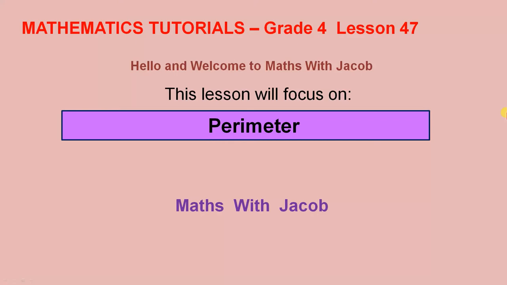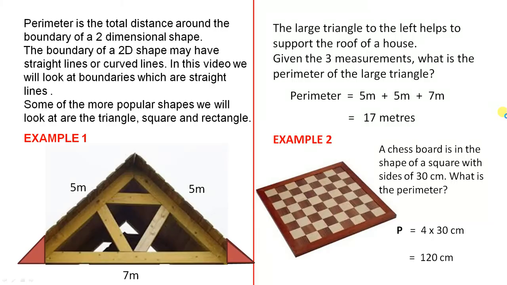This lesson will focus on perimeter. Perimeter is the total distance around the boundary of a two-dimensional shape. The boundary of a 2D shape may have straight lines or curved lines. In this video we will look at boundaries which are straight lines.